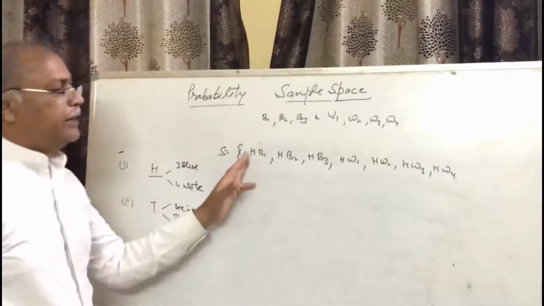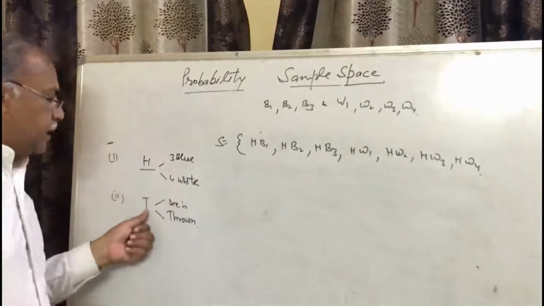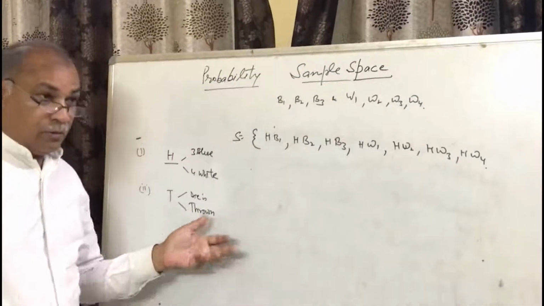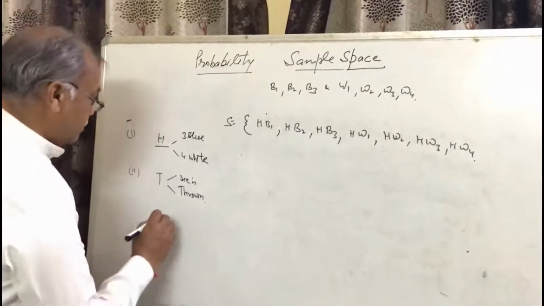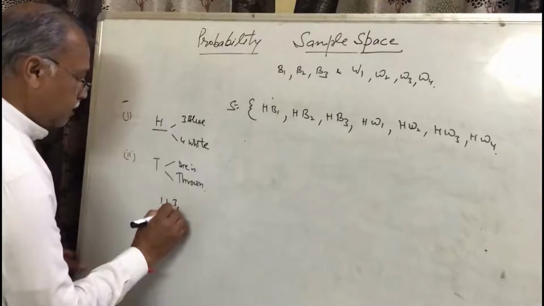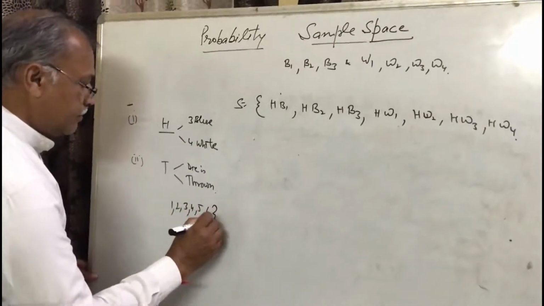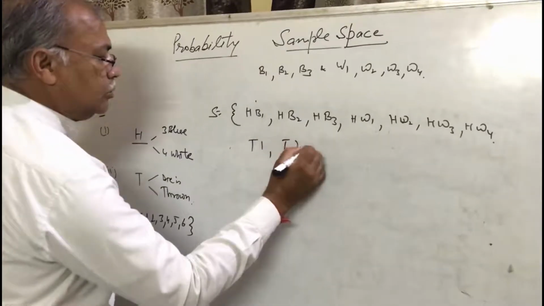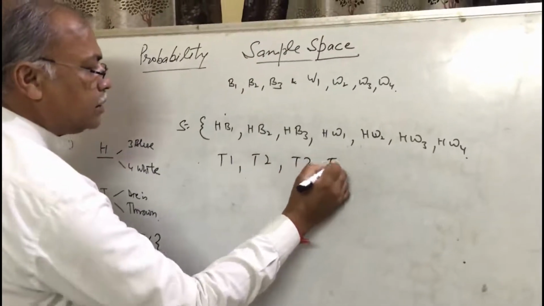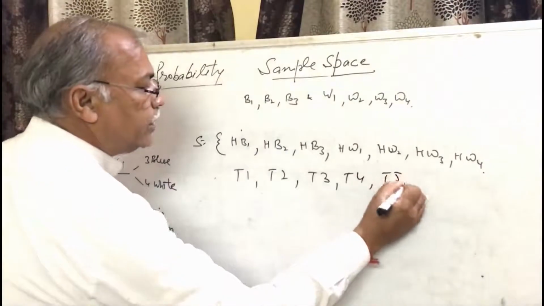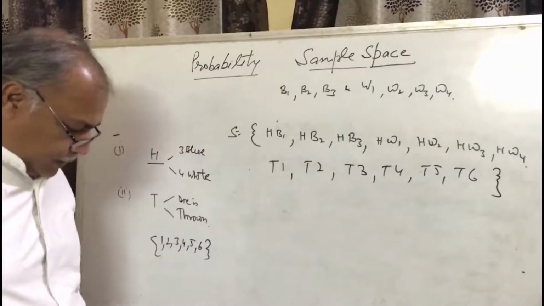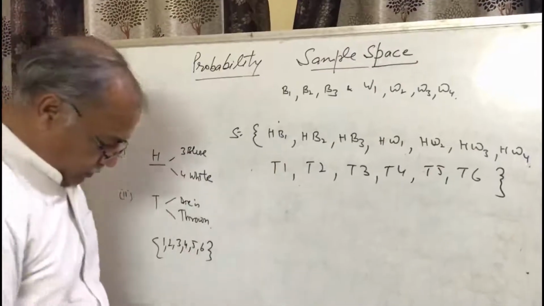Second case, if head doesn't appear, tail comes, then what happens? Die is thrown. What are the possible outcomes of the die? 1, 2, 3, 4, 5, 6. Then tail 1, tail 2, tail 3, tail 4, tail 5, tail 6. This is the required sample space of the experiment.